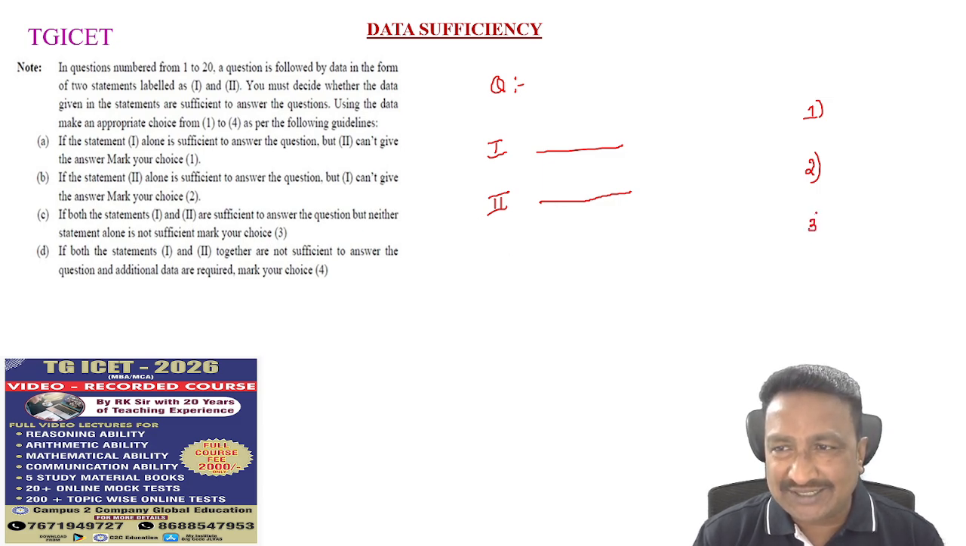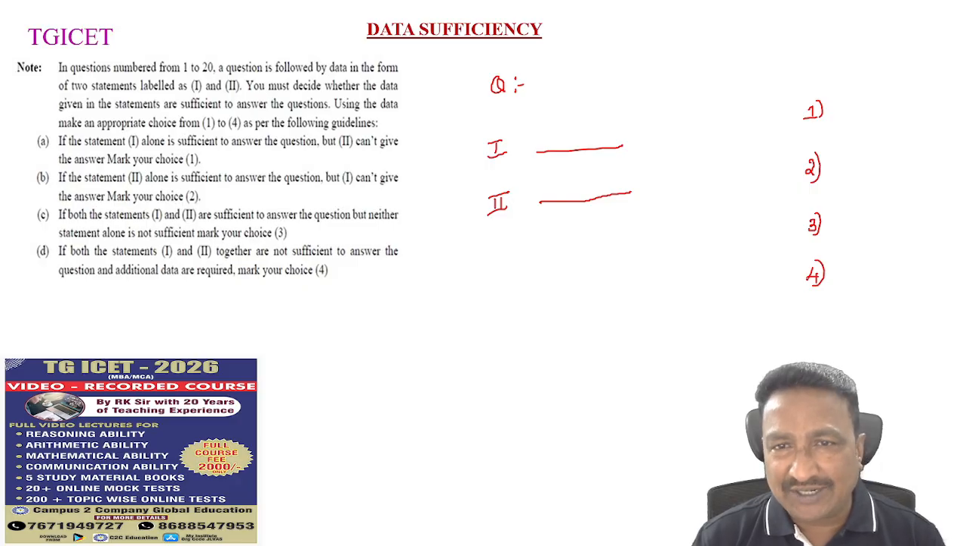So choice 3 is if you are not getting the answer from the first statement alone, nor from the second statement alone, but when you combine the first and second statements, you get the answer. And suppose we are not getting the answer from the first statement alone and also not from the second statement alone, and even when you combine the first and second statements you are not getting the answer, then you have to mark the answer as choice 4.